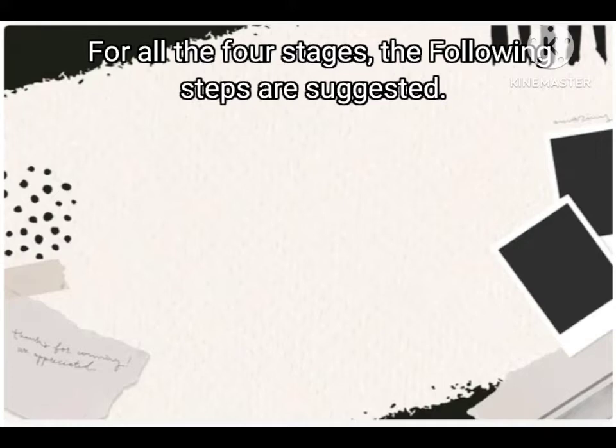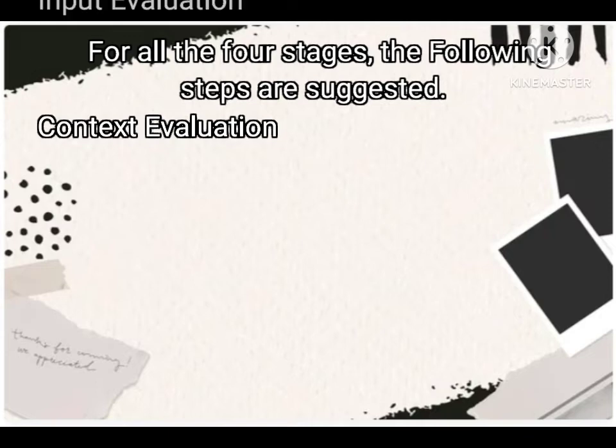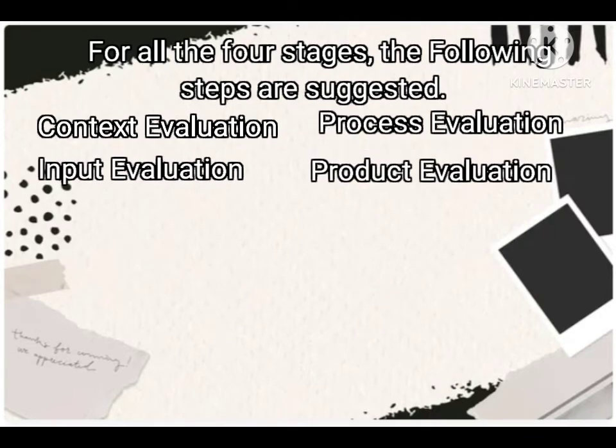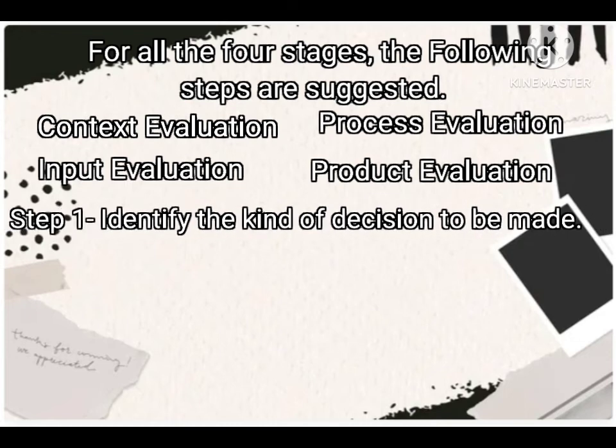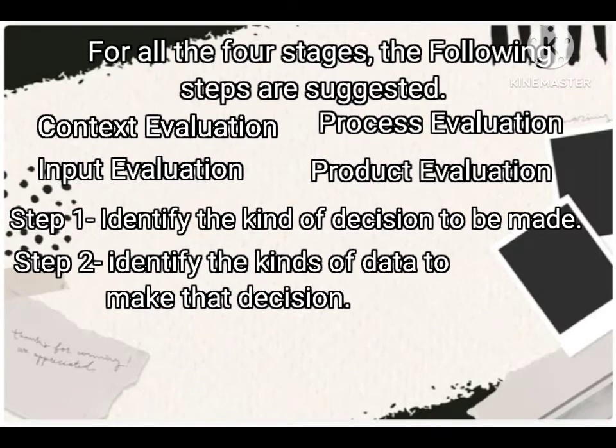And let us proceed to these four stages. For all the four stages, there are six steps suggested in order to make this evaluation. The suggested steps are taken in context evaluation, input evaluation, process evaluation, and product evaluation. In step 1, you must first identify the kind of decision to be made. Then step 2, you have to identify the kinds of data needed to make that decision.